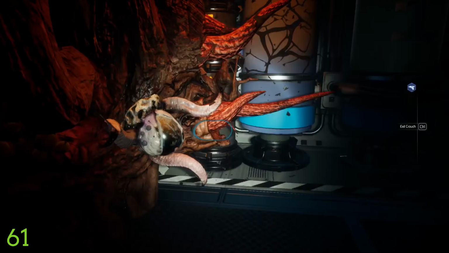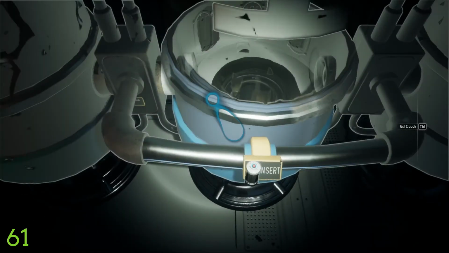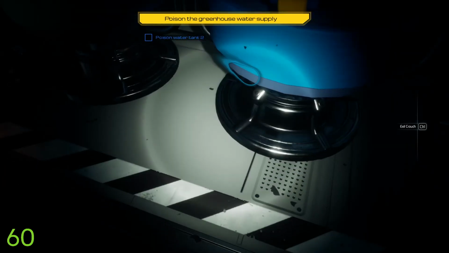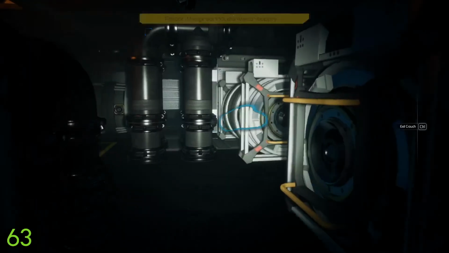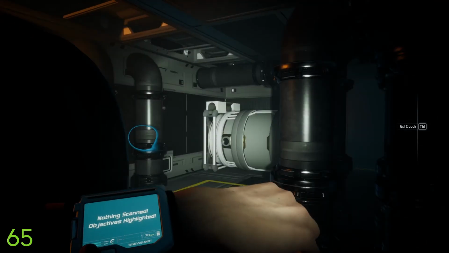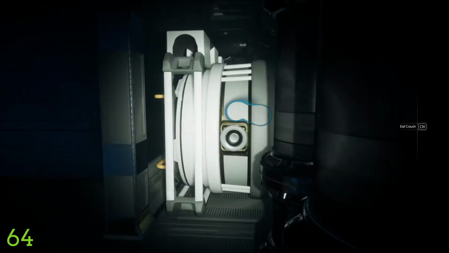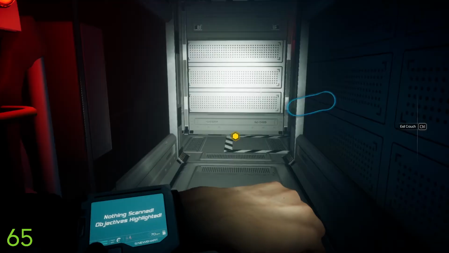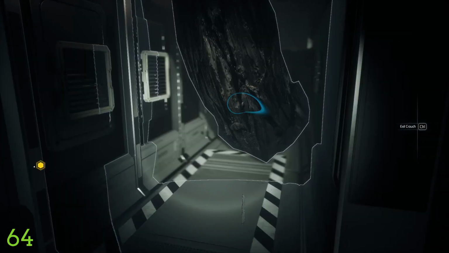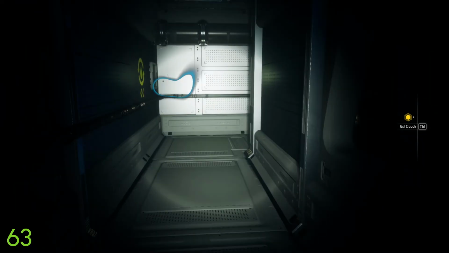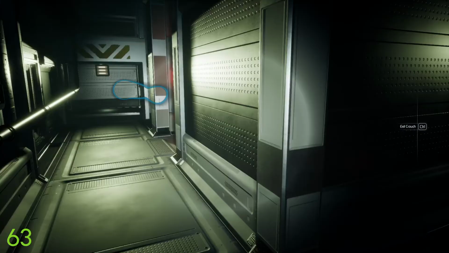Two filtration tanks down here. Gotta inject them both. We'll see if it works. I only poisoned one. Oh, I had to go to the other side.